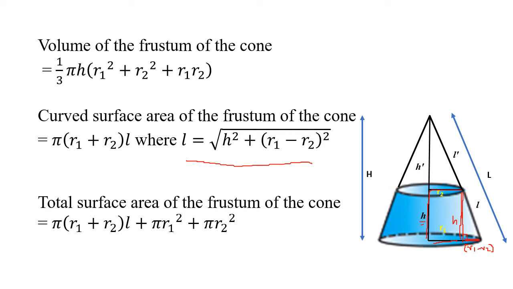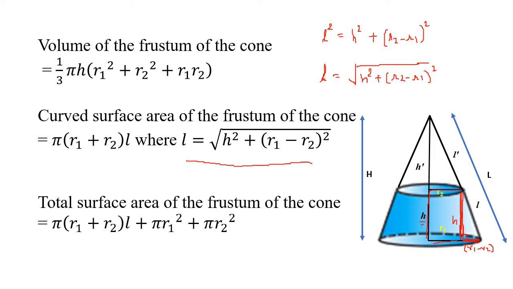So in the right angle triangle we have now L square equal to this side, that is h square, plus the bottom here, that is r2 minus r1 the whole square. So L is equal to under root h square plus r2 minus r1 the whole square. So try to remember this figure. If you remember this figure, it will be easier for you to remember the formula also.